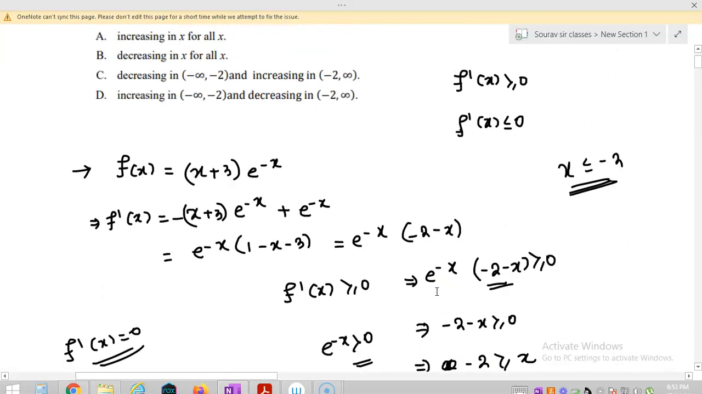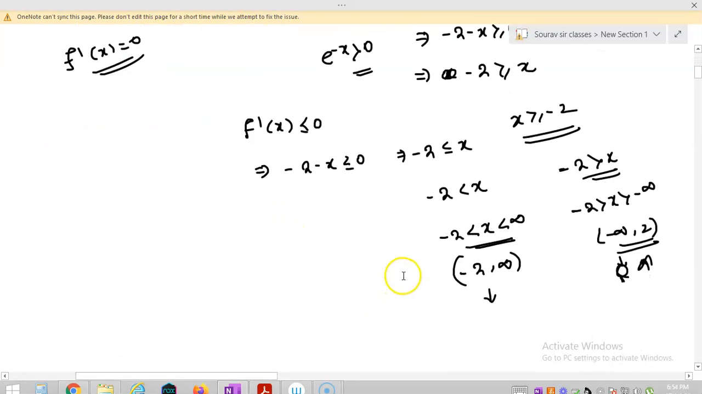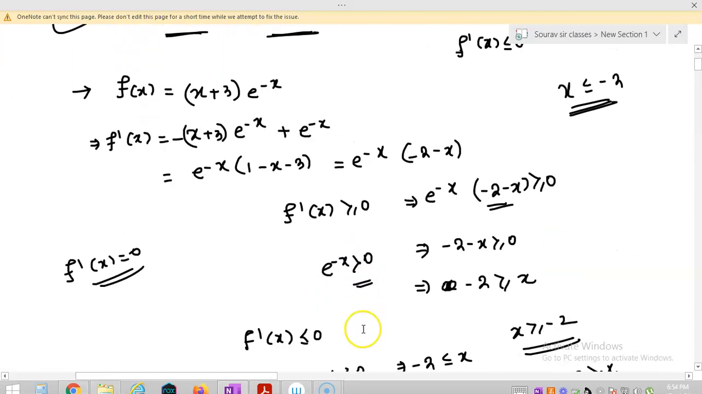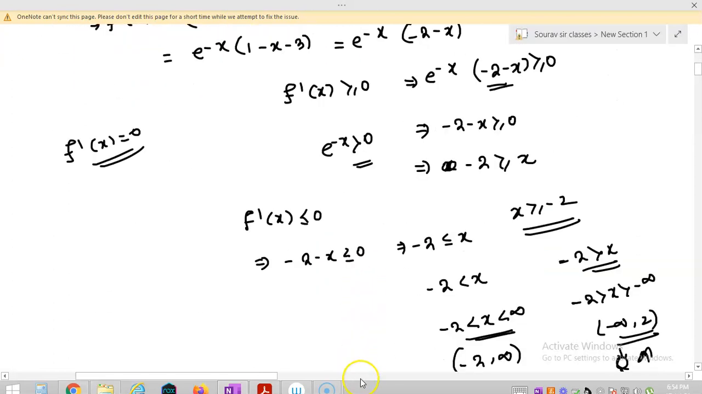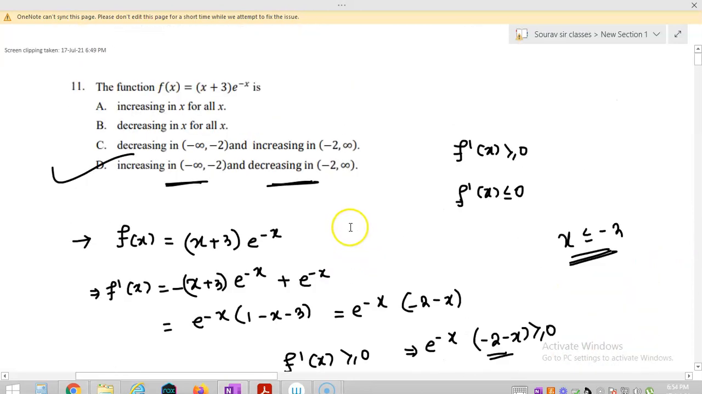So let us see the options. It is decreasing on this interval and increasing on this interval, so option D is our correct option, right students? It is increasing on (-∞, -2) and decreasing on (-2, ∞). So option D is our correct option. We have solved it. It was an easy question. Let's solve the next question.